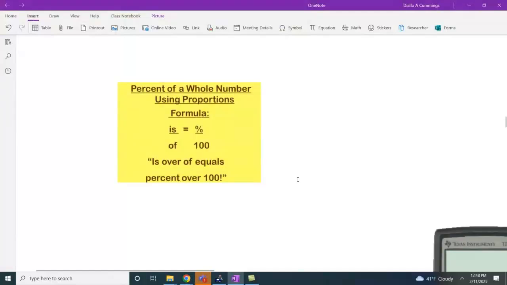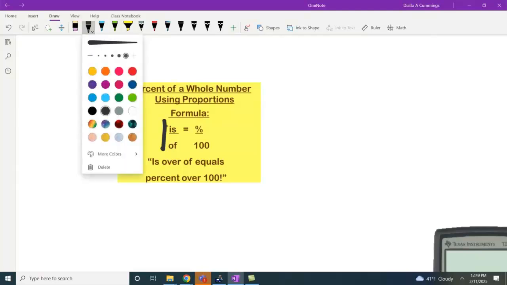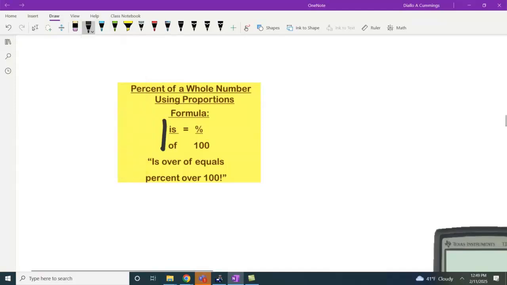Today we're going to begin the second module, and we're going to talk about percentages, and in particular we're going to use what's called the percent equation. The percent equation is actually this part: the is over the of. Is over of is equal to the percent divided by 100.